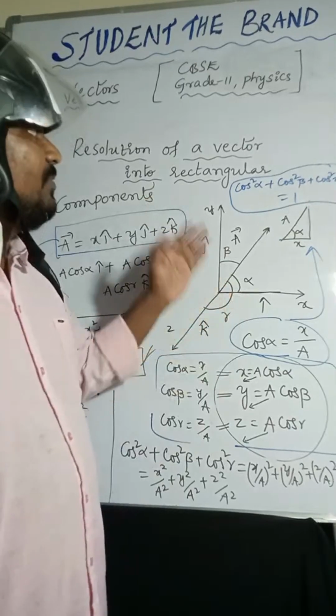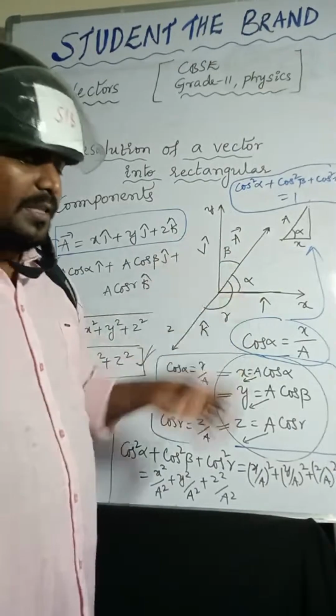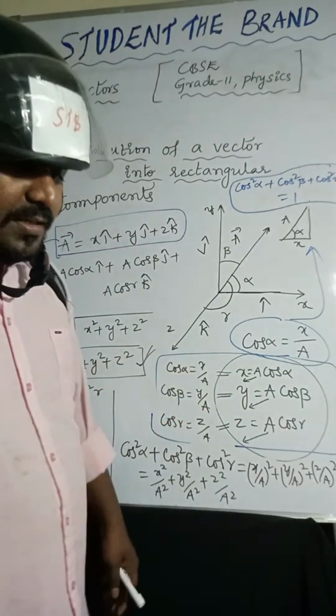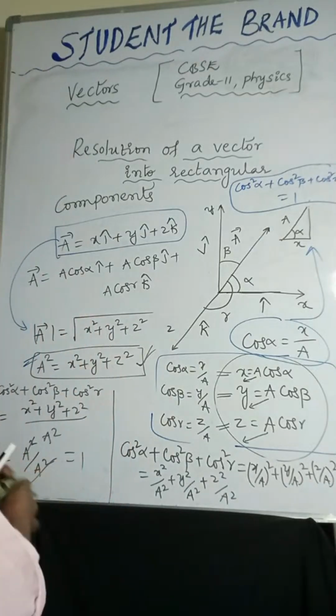And one more thing also there. So sine square alpha plus sine square beta plus sine square gamma equal to how much? So that answer is, I will try, I'll solve it. So just check once.